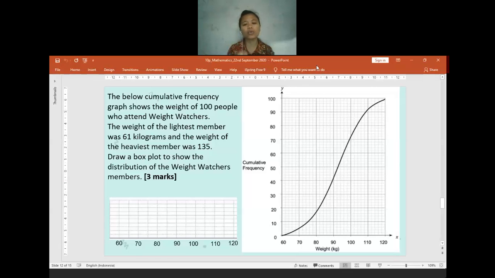After that we need to find the lower quartile, upper quartile, and the median. Now we already see it's 100 people. When it is 100 people, now we can find the Q1 or the lower quartile. Lower quartile will be 1 per 4 of the total data. So from the cumulative frequency, 1 per 4 of 100 will be equal to 25. So we can make a line at number 25.